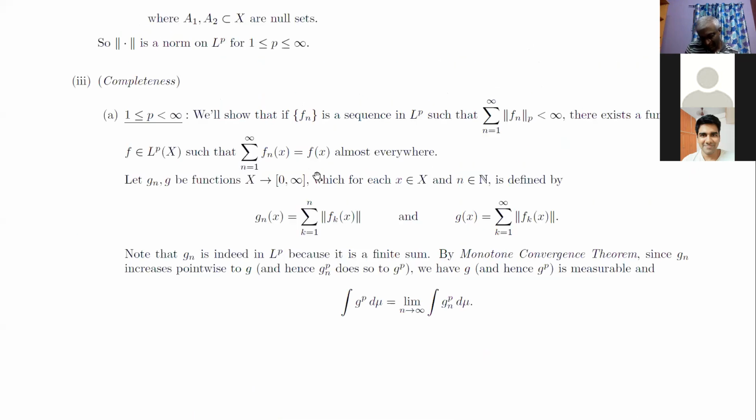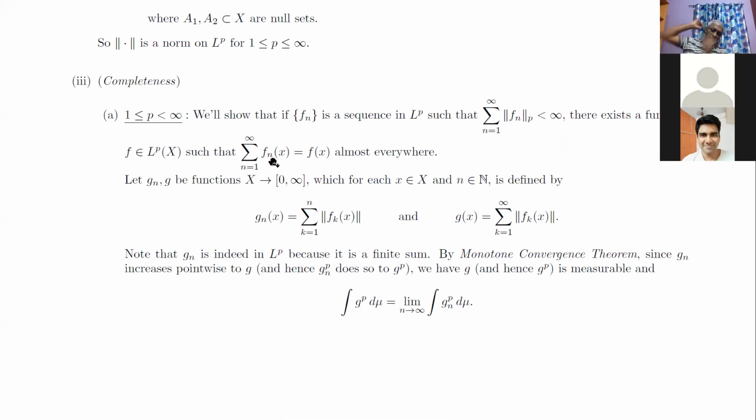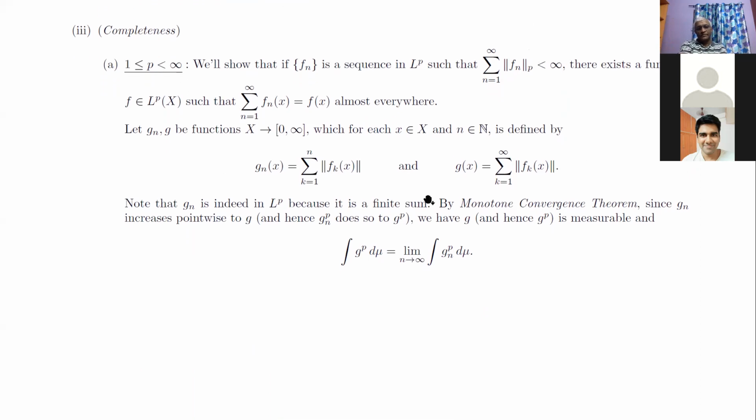So once again, we'll be dividing it into two different cases. Let's take 1 less than or equal to p less than infinity as the first case and attack it first. So let's take a sequence f_n in L^p such that the summation from n equals 1 to infinity of the p-norm of f_n is finite. And we'll show that there exists a function f in L^p such that the summation from n equals 1 to infinity of f_n(x) is equal to f(x) almost everywhere.